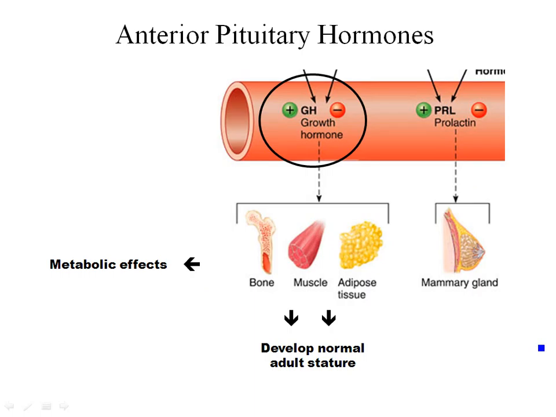Okay, another anterior pituitary hormone, growth hormone. Growth hormone has basically two effects. It has metabolic effects and it has growth effects. Just think about your development, bigger bones, bigger muscles, things like that. Let's talk about how that works.